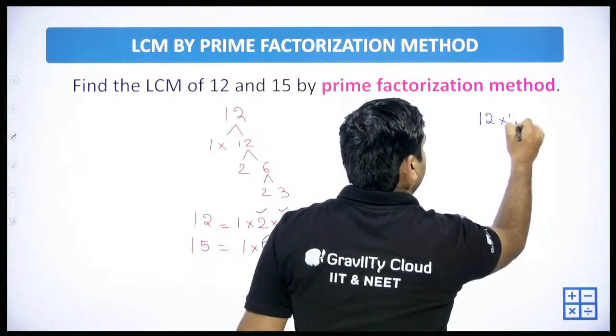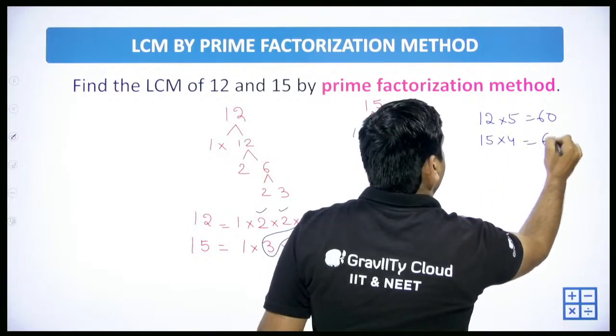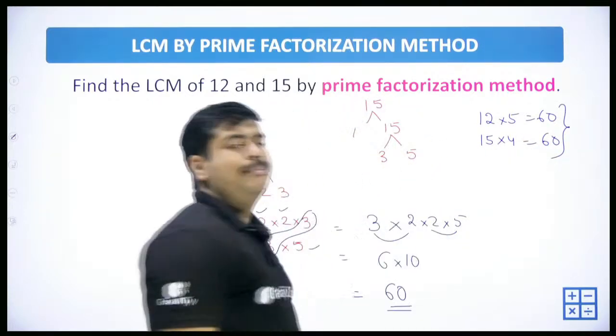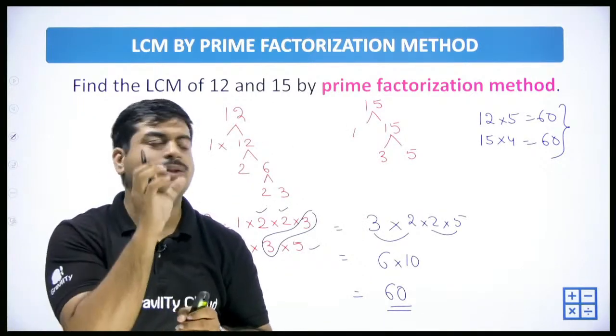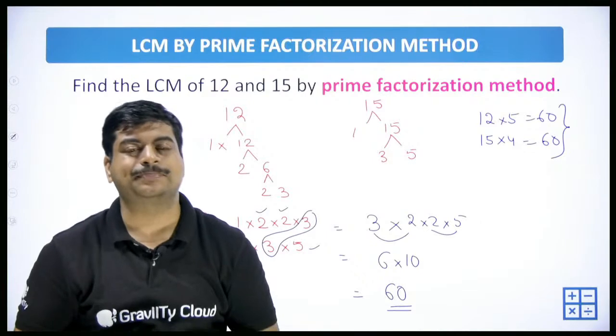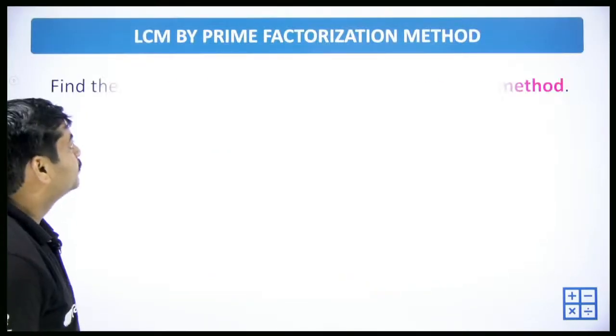12 into 5 is 60 and 15 into 4 is 60. So 60 is a multiple of 12 and 15. There are more multiples as well, but the least out of those is 60. Right. Let's move on to the next one.